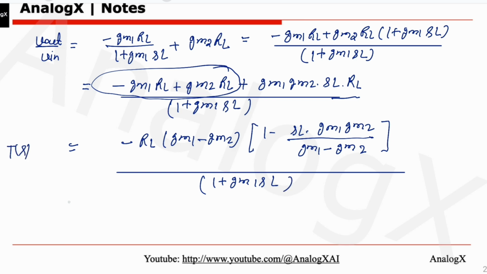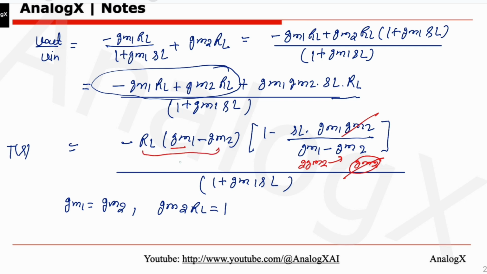Now if I put Gm1 equal to 2Gm2 and Gm2 RL equal to 1, what will be the result? 2Gm2 minus Gm2 will be Gm2, and that cancels the other Gm2. With Gm2 RL equal to 1, we get the total transfer function T(s) equal to minus of 1 minus RS Gm1, divided by 1 plus RS Gm1.